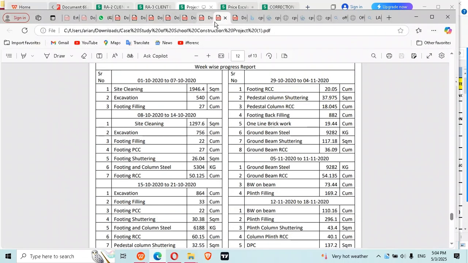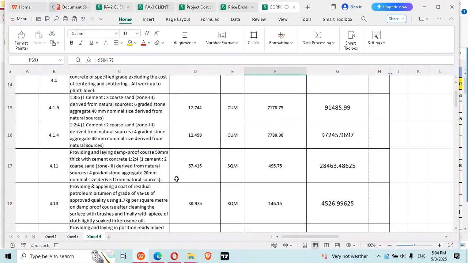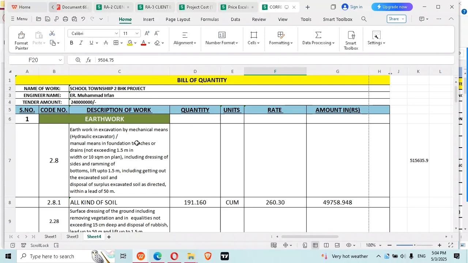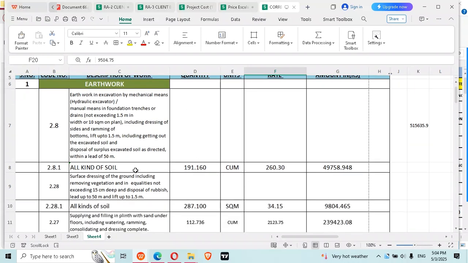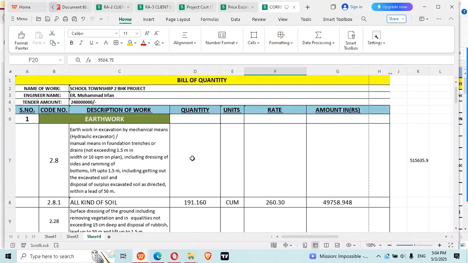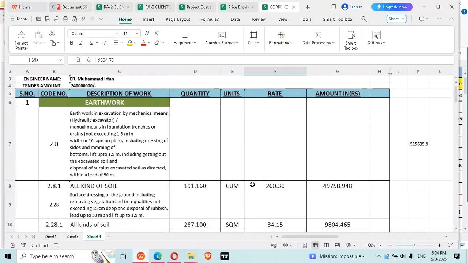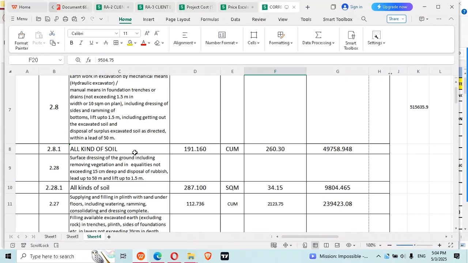So I am coming here, engineers. I am opening this BOQ, bill of quantity, for the estimation. If you look at this, engineers, here we have excavation. This is excavation, and if you look at this price, it is 260 rupees. If you look at surface dressing, I mean site cleaning, we have these prices. You can copy and paste from here as well. If you have created a bill of quantity, you can just copy and paste there. It will be a quick method.